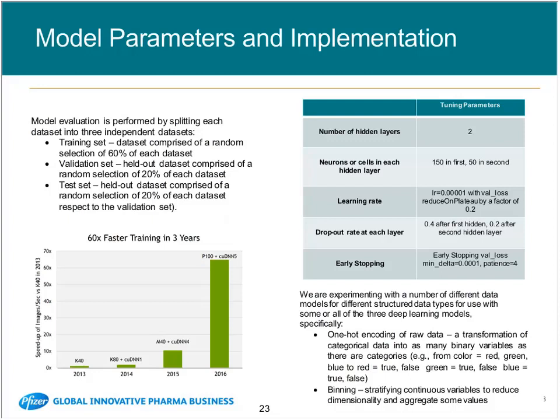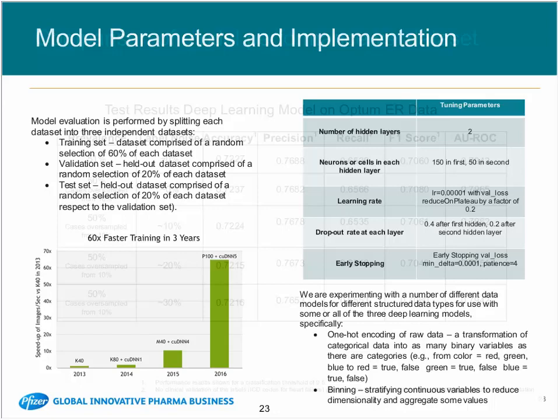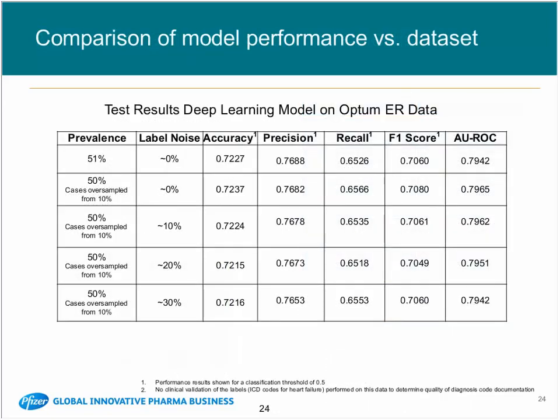We put 2 hidden layers, and in order to deal with overfitting, because we didn't do cross validation, we used a learning rate, implemented a drop rate, and also did early stopping. Here are some results that I'm showing you.